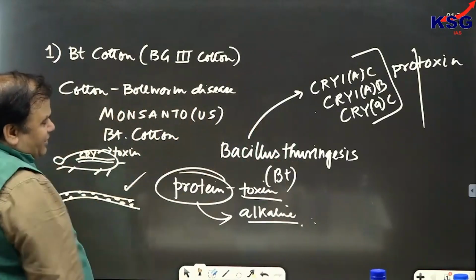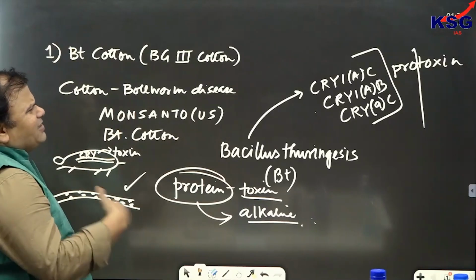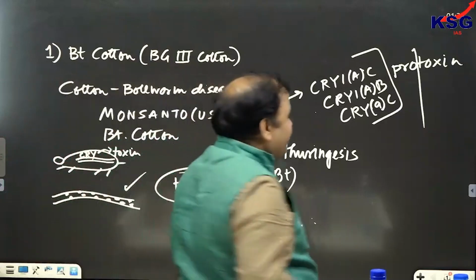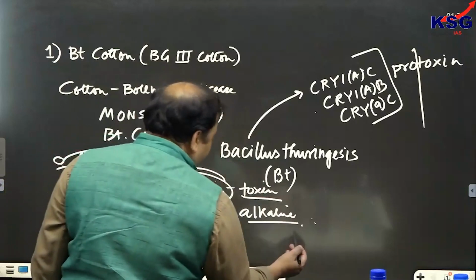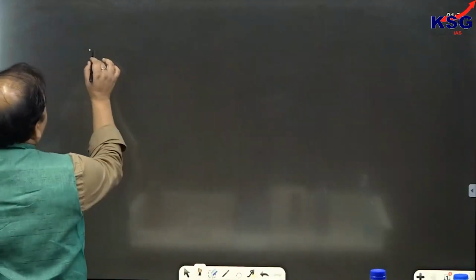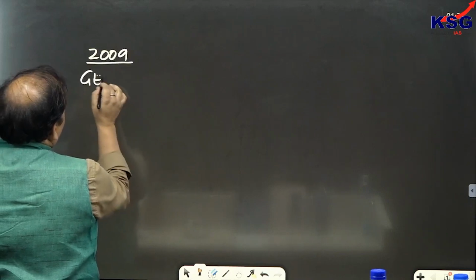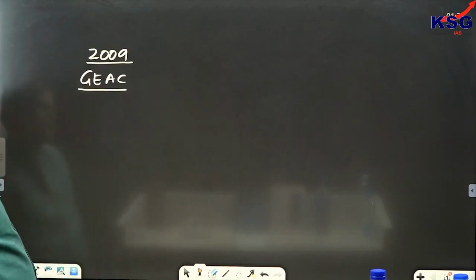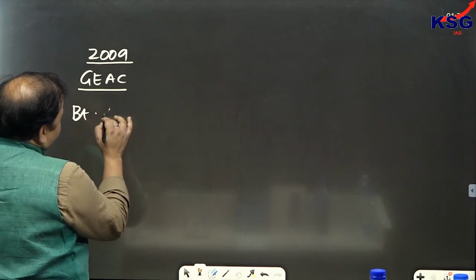So it's not that it is possible. Fine. Now see, these allegations were baseless, but these allegations were made. But in the year 2009, we developed another variety, and this variety was also given approval by GEAC, that is Genetic Engineering Appraisal Committee. Now this is called what? This is called BT brinjal.